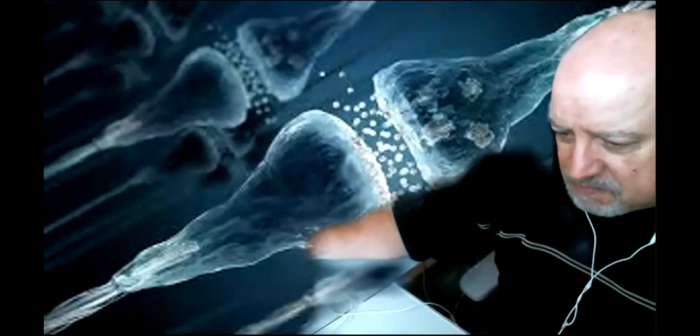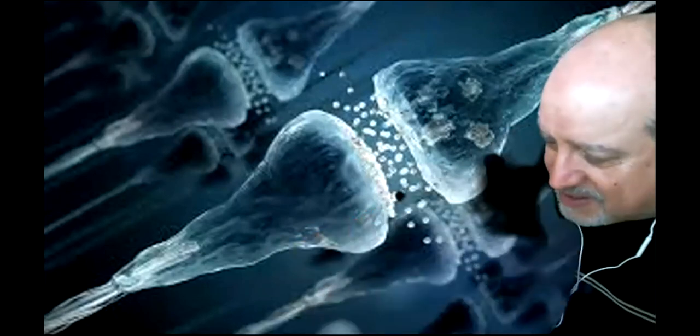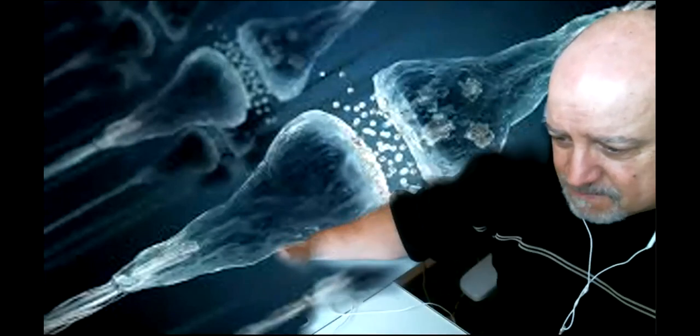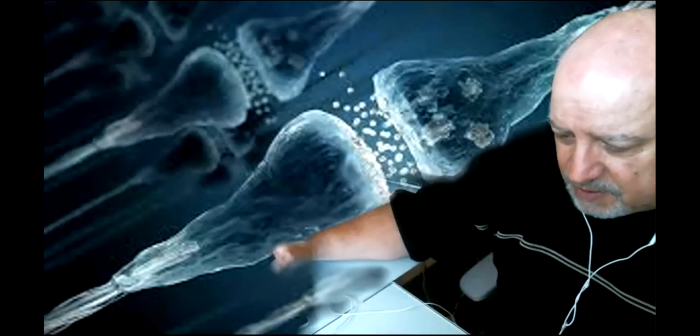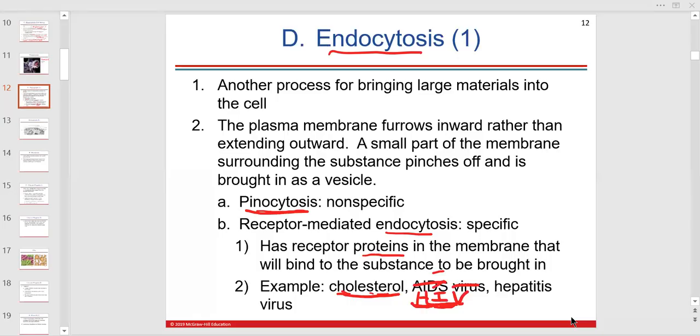So inflammation could be exacerbated by excess LDLs. You kind of understand that? And it's all the immune part that's completely appropriate. But again, it can cause things like cardiovascular disease. Hepatitis virus, same thing.